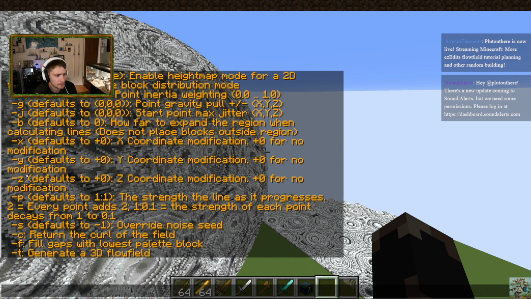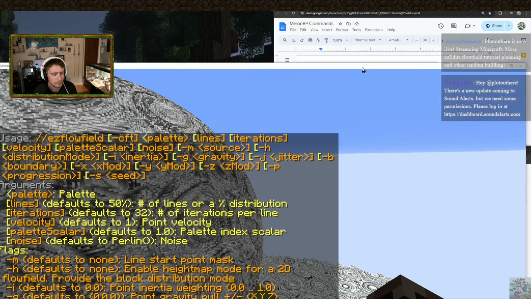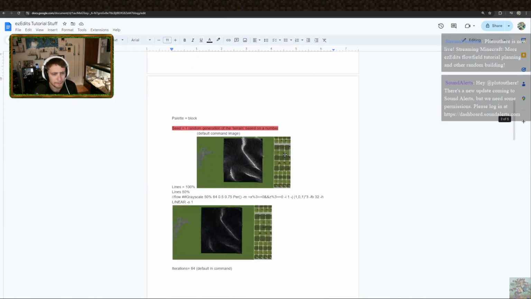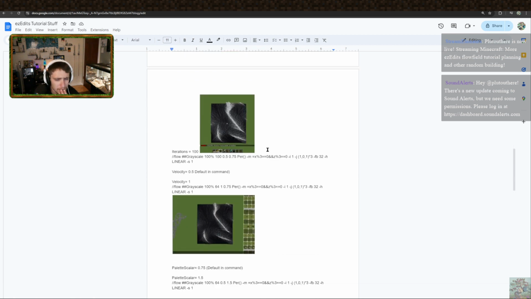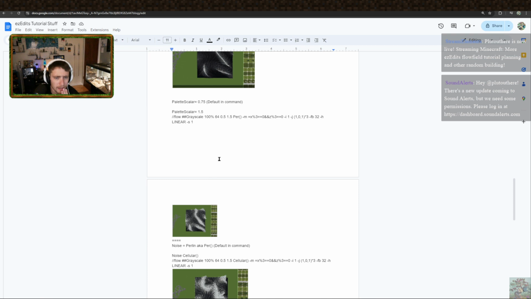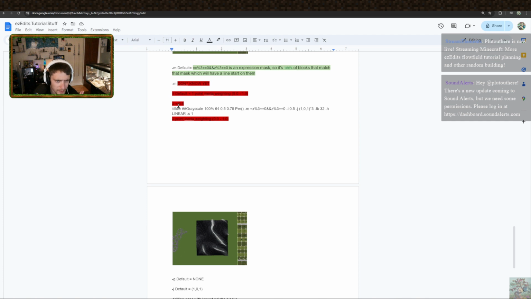Where is it? I think I didn't know what -m actually did. So we got through velocity, palette, scalar, but I kind of didn't get to the -m. I think -m was like the first one, and I didn't even understand these either.